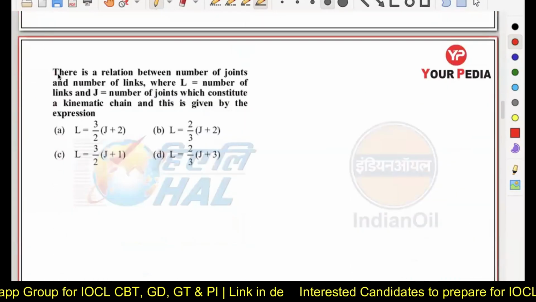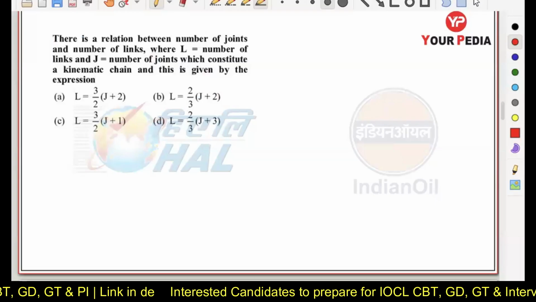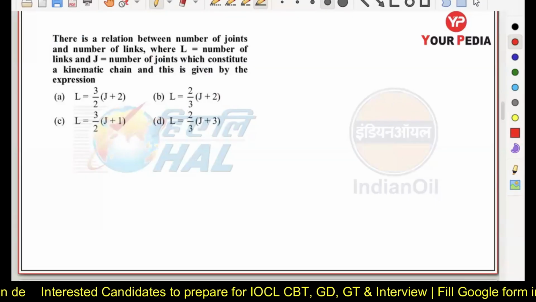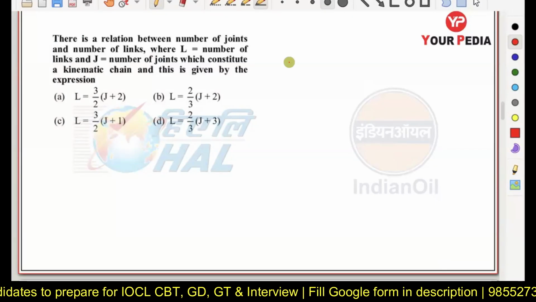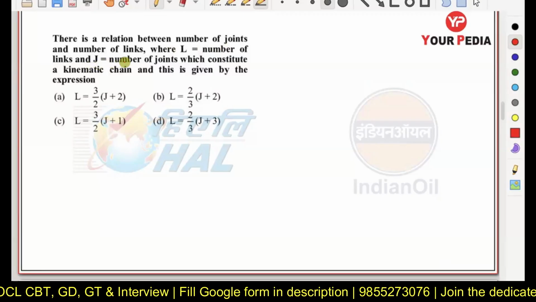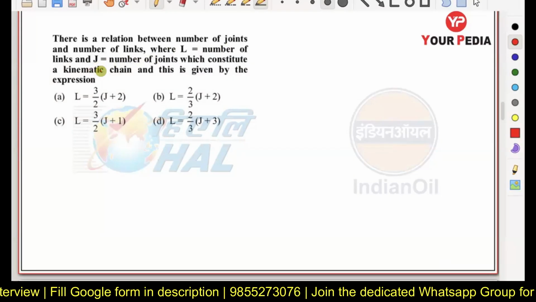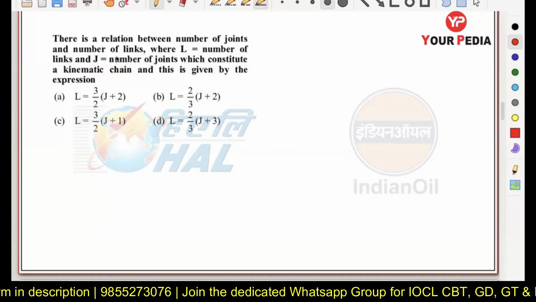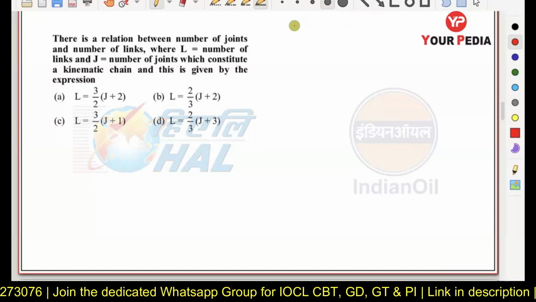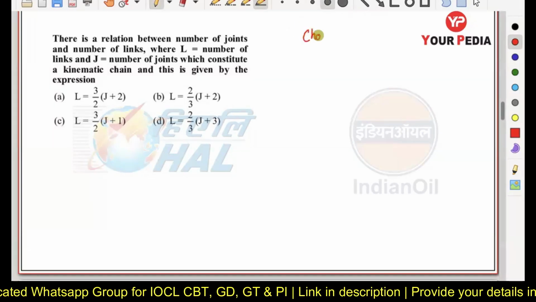Next part, there is a relationship between the number of joints and the number of links, where L is representing the number of links, J is the number of joints which constitute a kinematic chain, and this is given by the expression. First of all, just see. When we talk about the chain, what is the meaning of chain here?